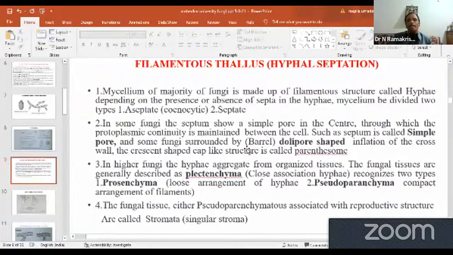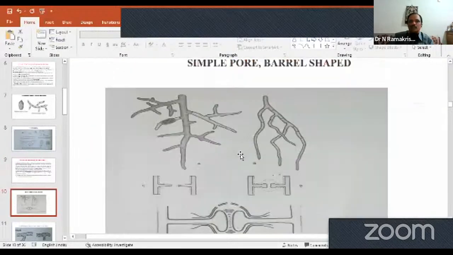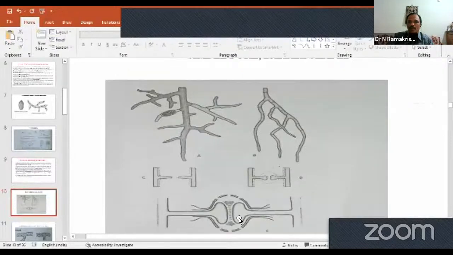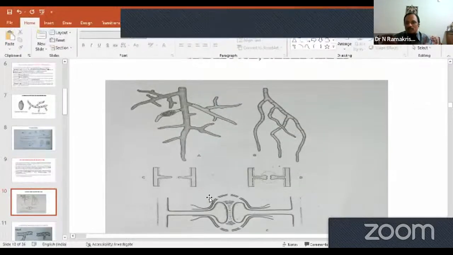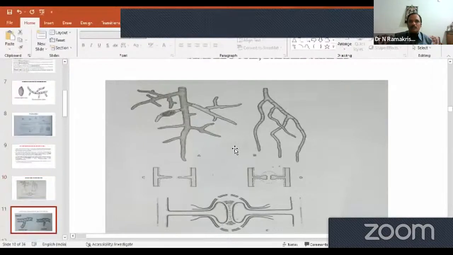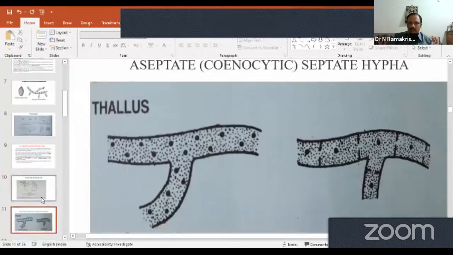So then you see, this is a simple pore. The lower part here is barrel shaped. Simple pore means protoplasm goes from one fungal cell to another very easily. A simple structure, we call a simple pore. A cup-like structure, we call a barrel shape. Okay, and the next point.